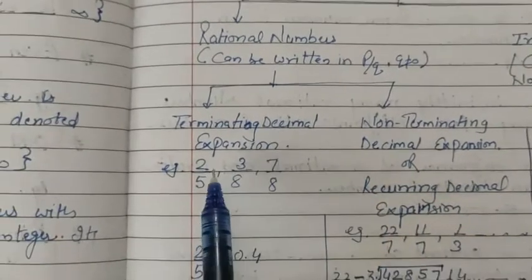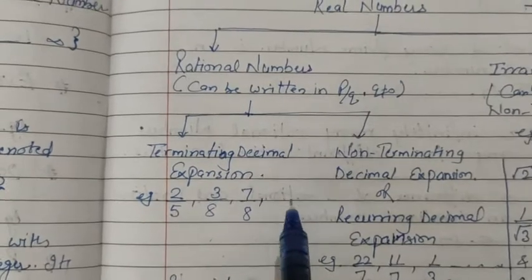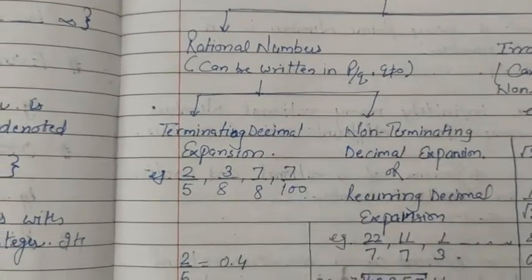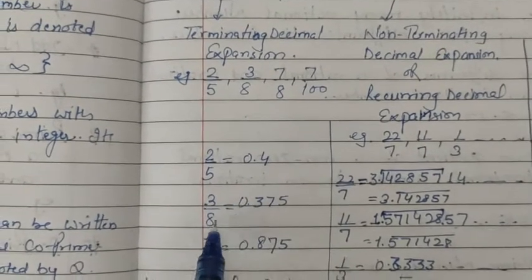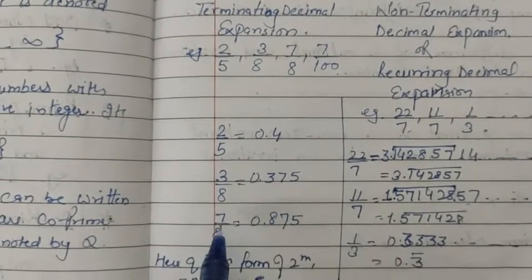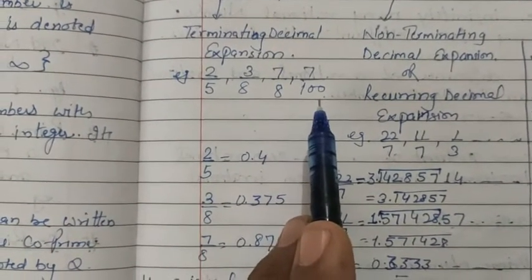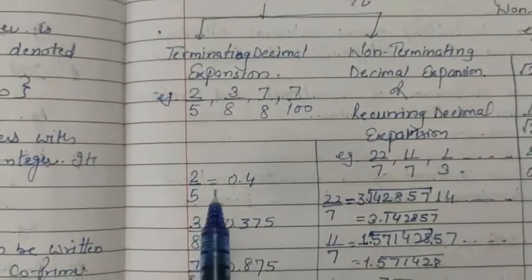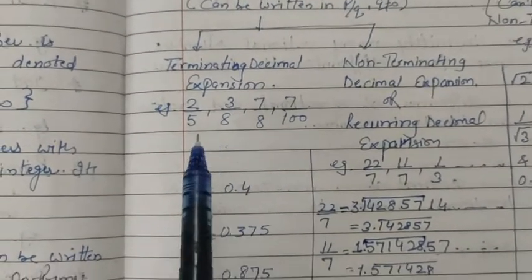You can see some examples: 2 by 5, 3 by 8, 7 by 10, or you can say 7 by 100. So 2 by 5 can be written as 0.4, 3 by 8 can be written as 0.375, 7 by 8 can be written as 0.875, similarly 7 by 100 can be written as 0.07. So all these rational numbers are of terminating decimal expansion.